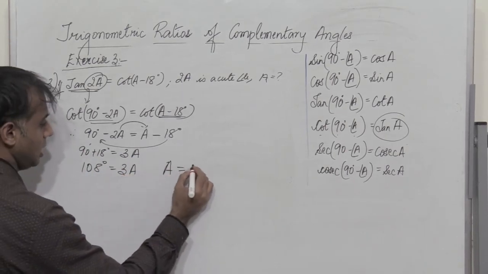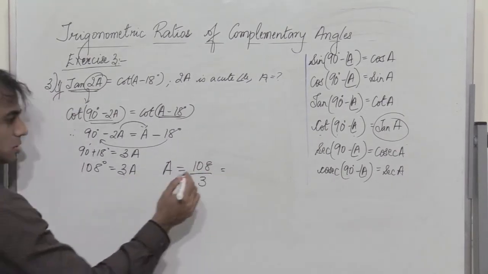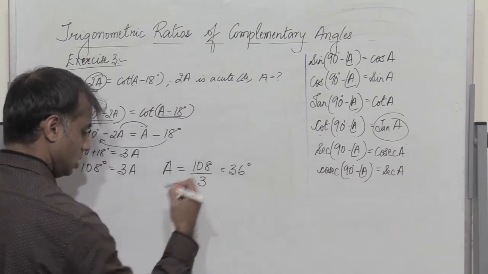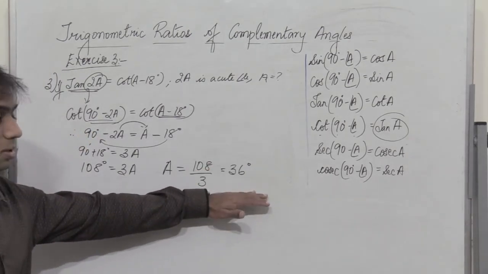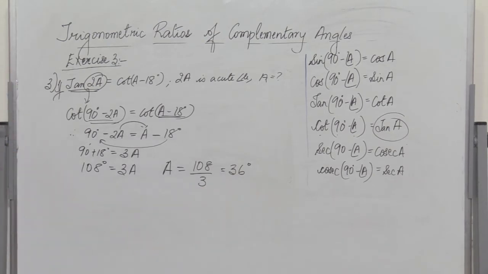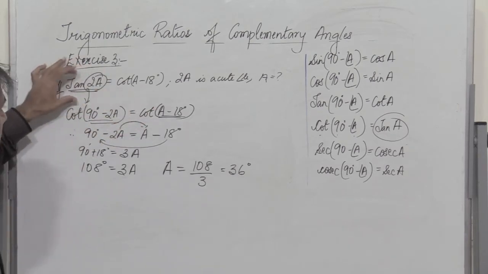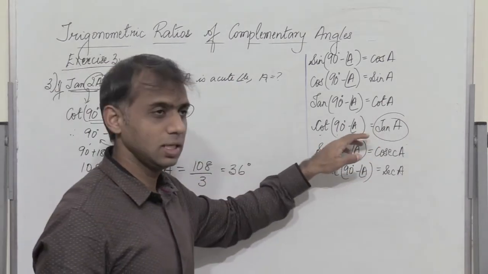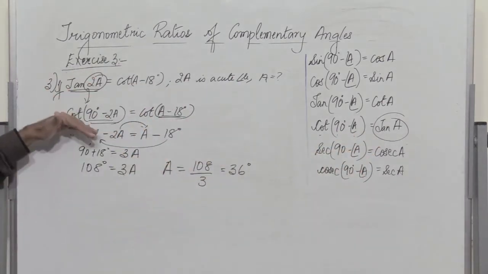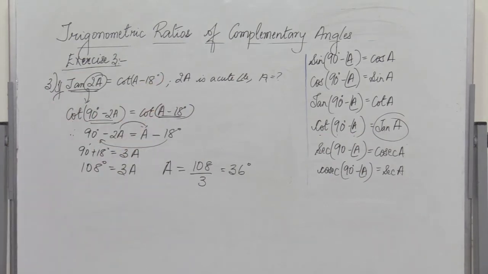So what is A? A is 108 by 3, which is 36 degrees. So the value of A is 36 degrees. Given LHS equals RHS, what we have to do is get cot here. We know that tan A is cot of 90 minus A, so just convert tan to cot, then equate both the angles and you will get the answer.